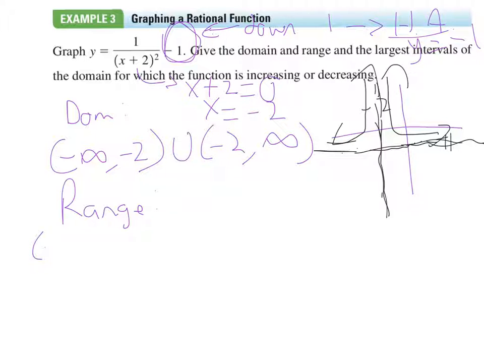And since there's no negative sign in front, that means both branches are above the horizontal asymptote, so it'd look like the black graph. And the range, since the domain was all the x values besides negative 2, the range would be all the y values except for the horizontal asymptote, which would be negative 1. So it'd be negative infinity to negative 1, unioned with the values from negative 1 to positive infinity.